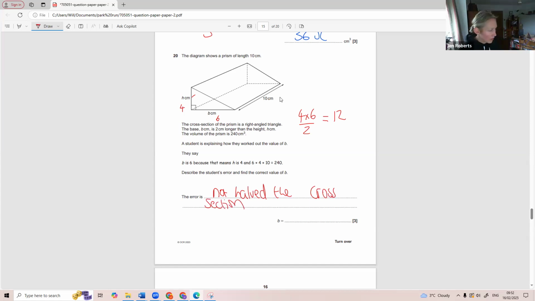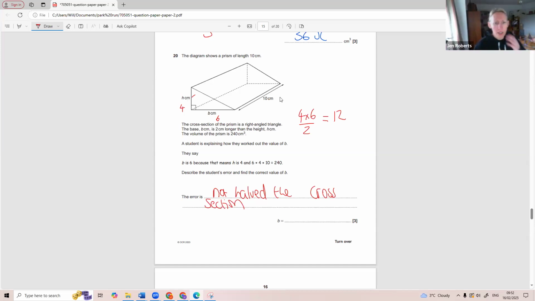I'll just tell you what else they have for that answer. Look at the mark scheme. So they said, half omitted from the area of the cross-section. Sometimes they have extra explanations. You can have something along those lines.